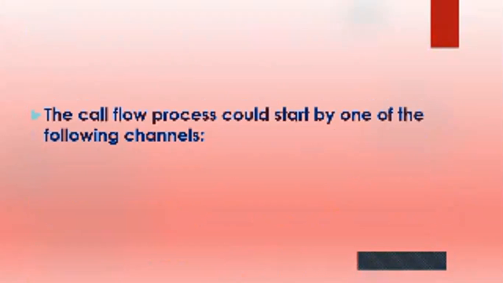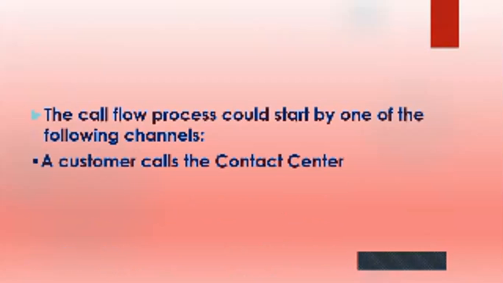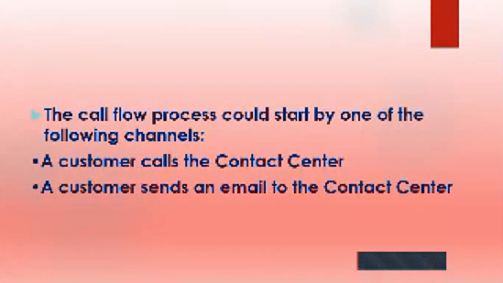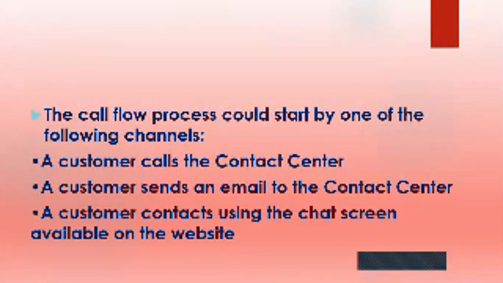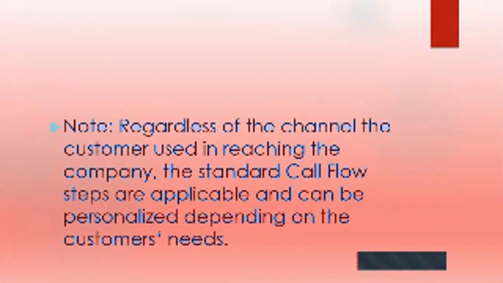The call flow process could start with one of the following channels. First, a customer calls the contact center. Second, a customer sends an email to the contact center. Third, a customer makes contact using the chat screen available on the website. Note: regardless of the channel the customer used in reaching the company, the standard call flow steps are applicable and can be personalized depending on the customer's needs.